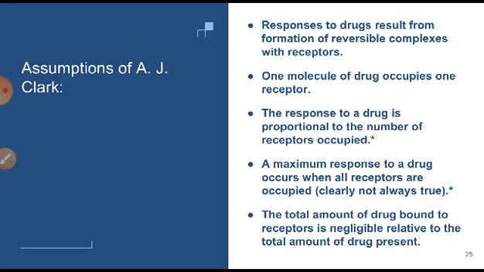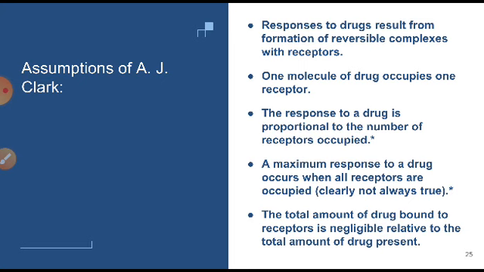So 100% response can be achieved even before that. Okay, so that's why this point is not always true, but it was a good theory. The total amount of drug bound to receptor is negligible relative to the total amount of drug present. This is also actually correct.